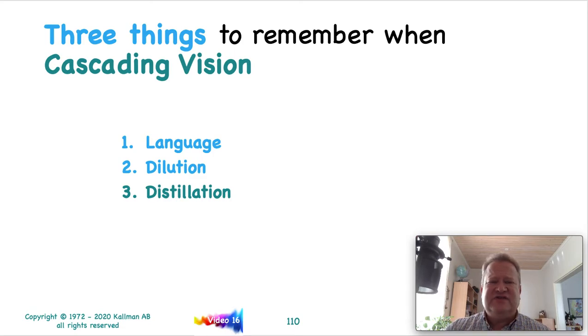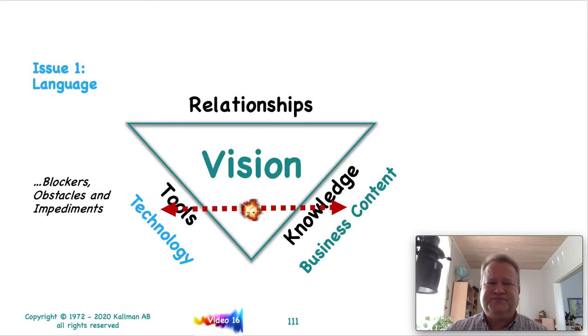So, as I mentioned in the leadership takeaways on the previous slide, there are three things that we need to keep in mind: language, dilution, and distillation. And the distillation is how you distill down to the one thing. So the first issue is language.